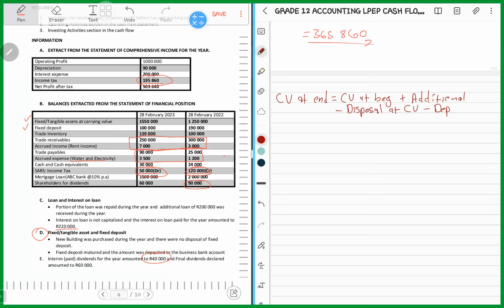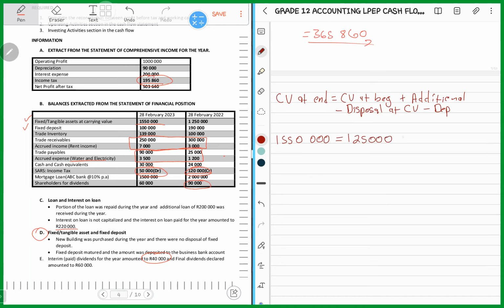Now on our side, we can substitute everything so that we can find whatever is missing. First of all, the carrying value at the end, how much is it? It will be 1,550,000. Then the carrying value at the beginning, how much is it?